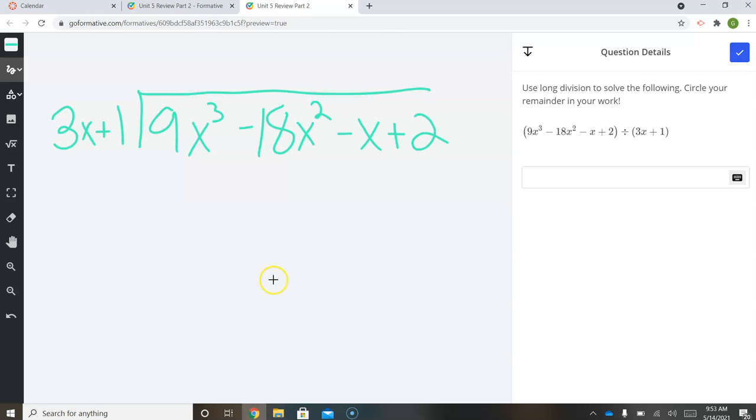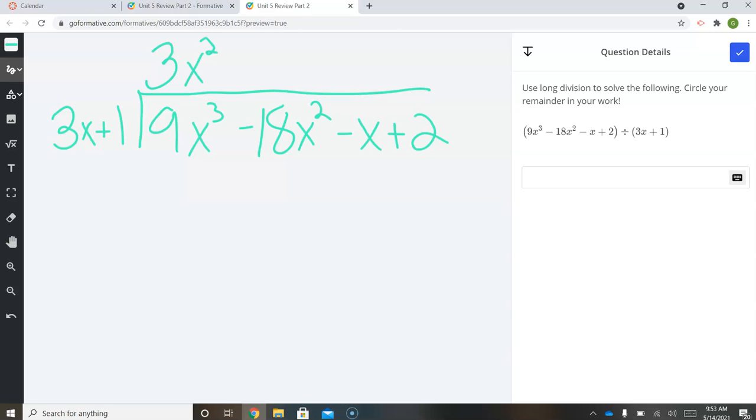And you have to make sure you have one of each exponent, which we do here, so we don't have to put any zeros. But say we were missing x squared, we'd have to put a 0 there. Just a reminder. But now it's all about 3x and 9x cubed. How do you make 3x become 9x cubed? Well, you would multiply by 3x squared.